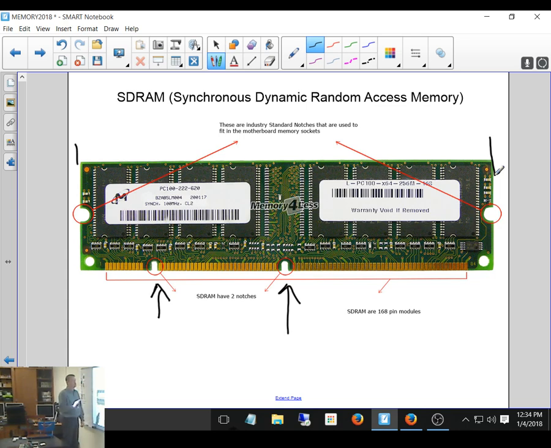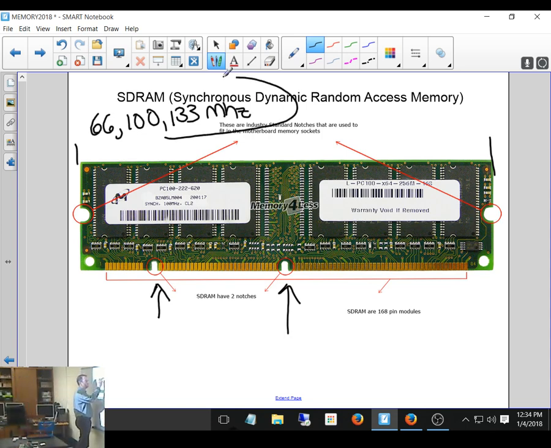Back when SDRAM first came out, it went 66, then 100, then 133 megahertz. And we know now it goes up to 4,000 megahertz as the speed of RAM. So these are the speeds of the original SDRAM, and the only reason I'm bringing this up is so that you understand where the naming convention started. The fastest SDRAM, when we used SDRAM, was 133 megahertz.